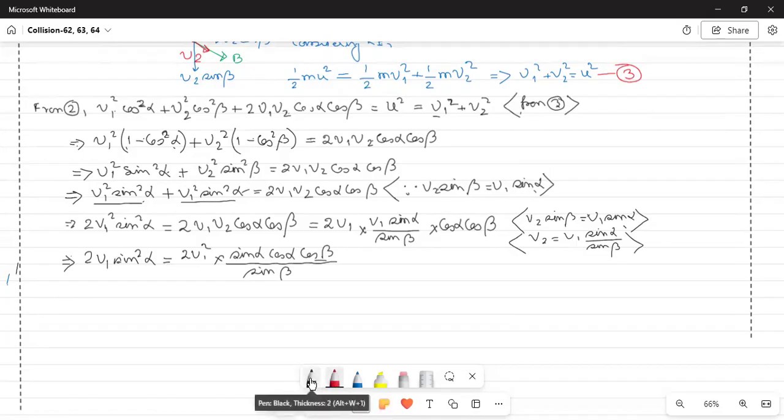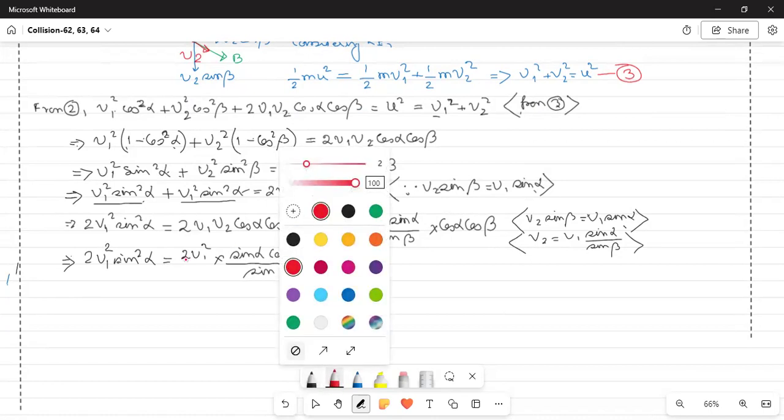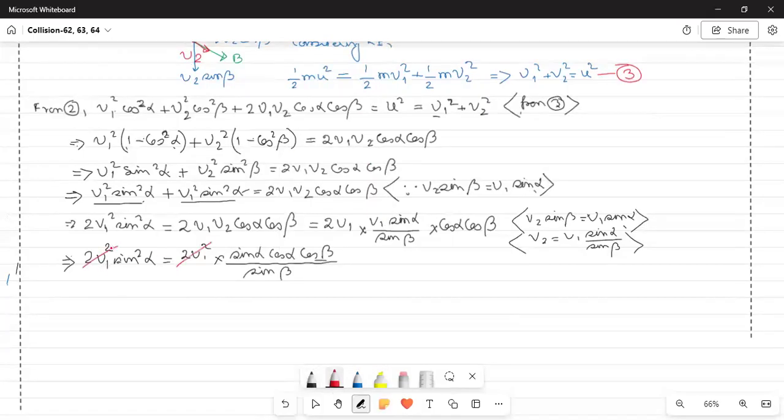Now we clearly get that on the left hand side also it was 2v1 square. So 2v1 square and 2v1 square get cancelled. And this sine alpha gets cancelled here. I am left with only sine alpha. So what is the relation available with me? Sine alpha multiplied by sine beta from the right hand side. Sine alpha sine beta is equal to cos alpha cos beta.